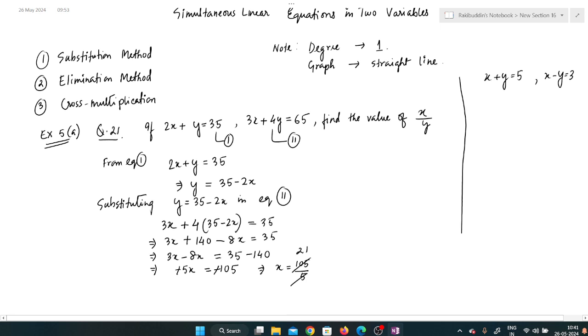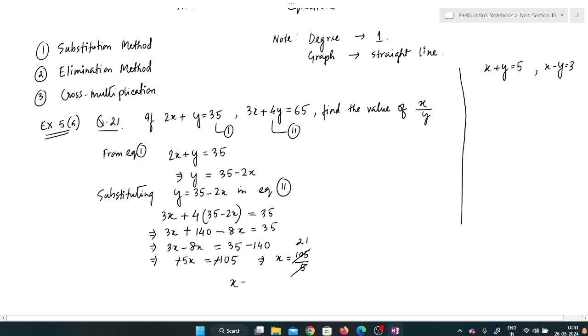From here you can find the value of x. The value of x is equal to 21. Now we know the value of x. Now this value of x equals to 21, I can put it here. Okay, so putting x equals to 21 in which equation? That's what we did not number, so let us number it now. 3 in 3. So here we will get the value of y directly. 35 minus 2 into 21. I hope you are getting me.